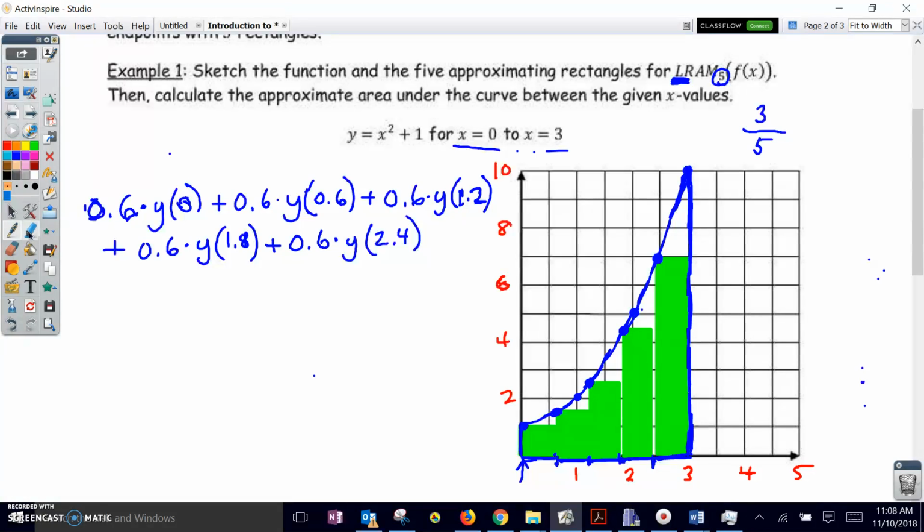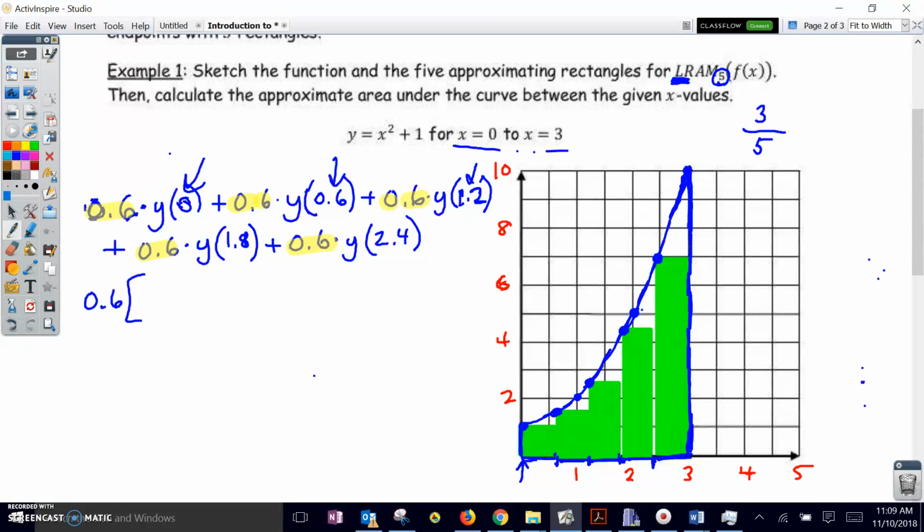And so since all of these have this uniform width, I'm just going to go ahead and factor that width out instead of doing all this different calculation. And then I'm going to find the height by substituting all of these x values into the original function to determine the height of the rectangle.